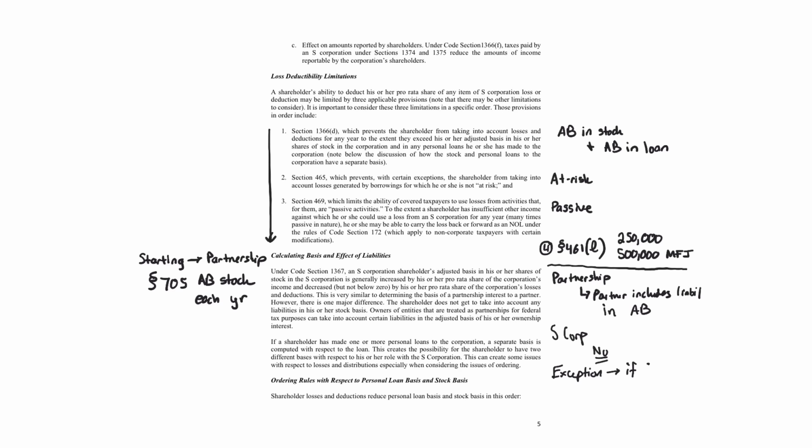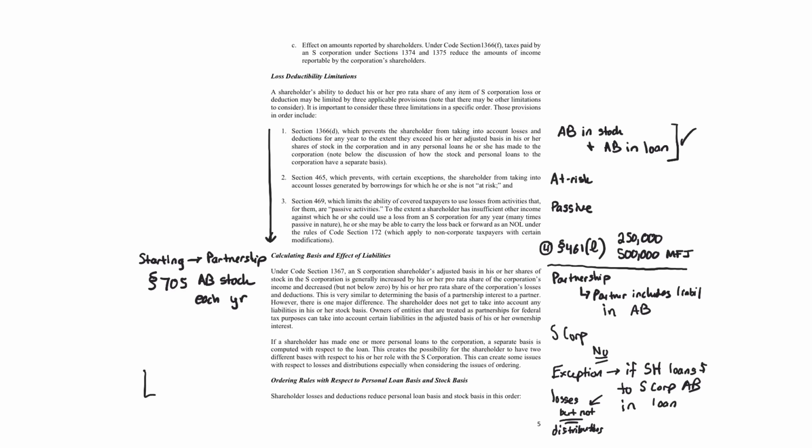If a shareholder directly loans money to the S corp, you get a basis in your loan. And you can use this loan basis, just like your stock basis, when you're determining how much loss you can take. But you're going to see you cannot use it for distributions. That's key. So you can use this adjusted basis for losses, but not for the tax effect of distributions.